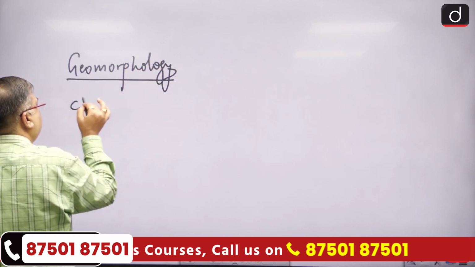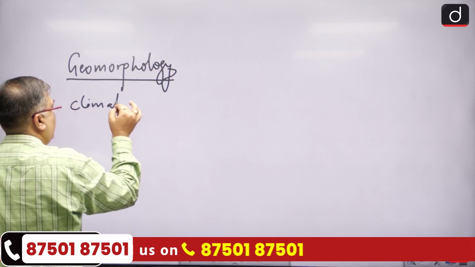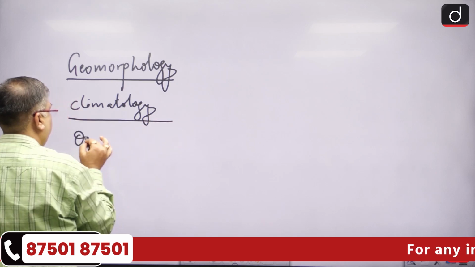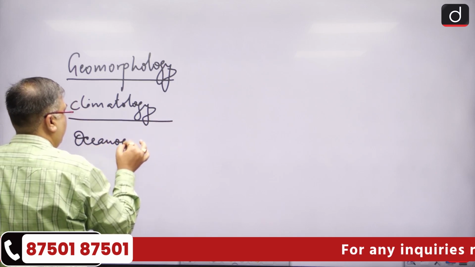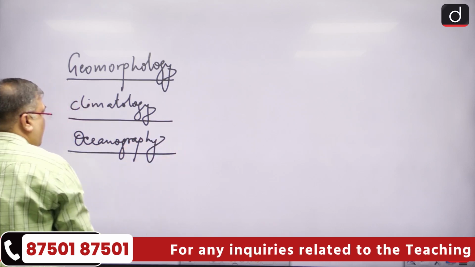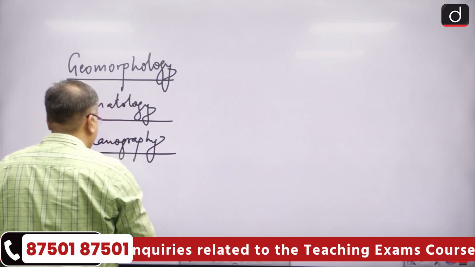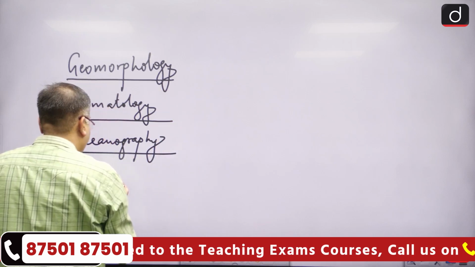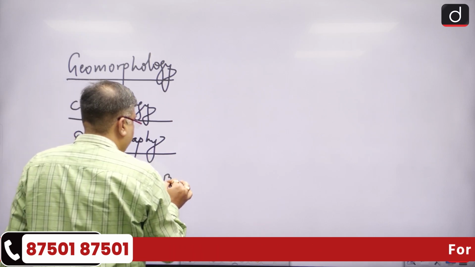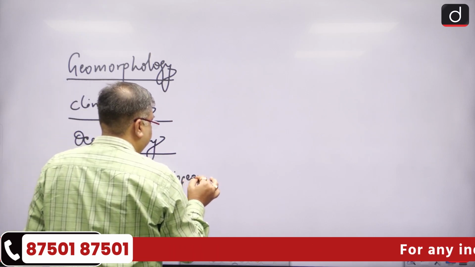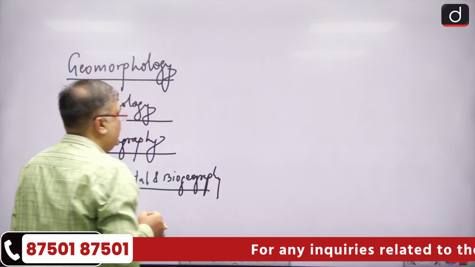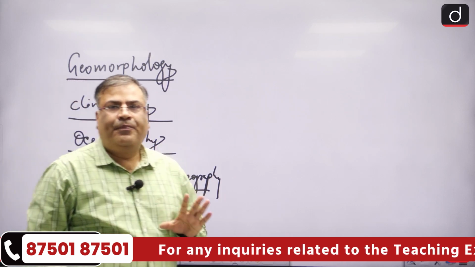Geomorphology, climatology, and oceanography. If we take these 3 units along with environmental and biogeography, then very simply we see that the equal weightage is there.